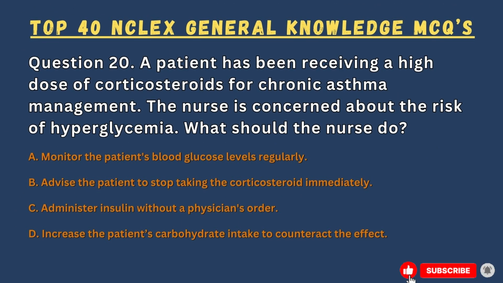Question 20. A patient has been receiving a high dose of corticosteroids for chronic asthma management. The nurse is concerned about the risk of hyperglycemia. What should the nurse do? A. Monitor the patient's blood glucose levels regularly. B. Advise the patient to stop taking the corticosteroid immediately. C. Administer insulin without a physician's order. D. Increase the patient's carbohydrate intake to counteract the effect.